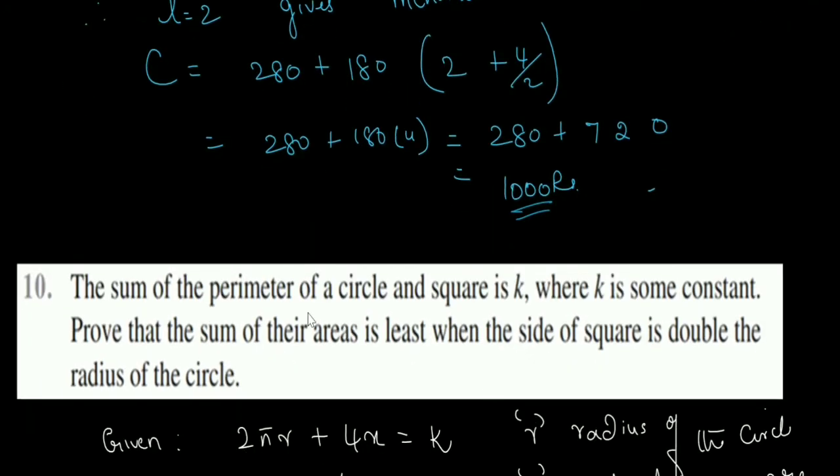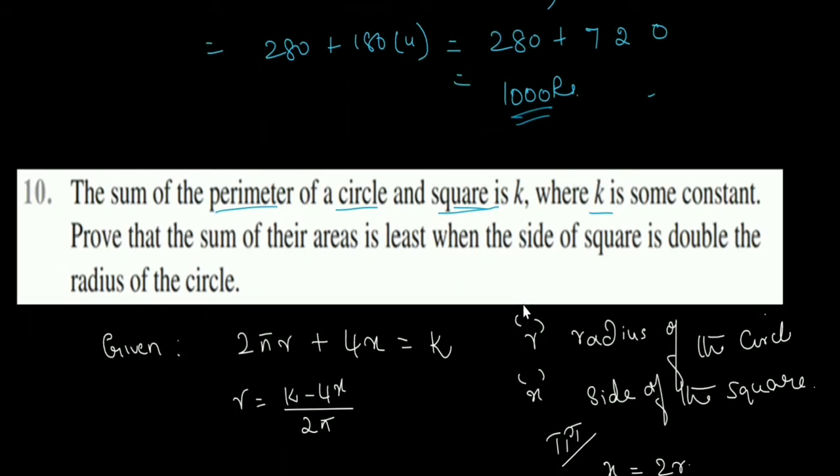The sum of the perimeter of a circle and a square is k, where k is a constant. So that is given: perimeter of a circle plus perimeter of a square is k. Now we have to prove that the sum of the areas is least, that is, the area is minimum. And what we have to prove is that the side of the square is double the radius of the circle.